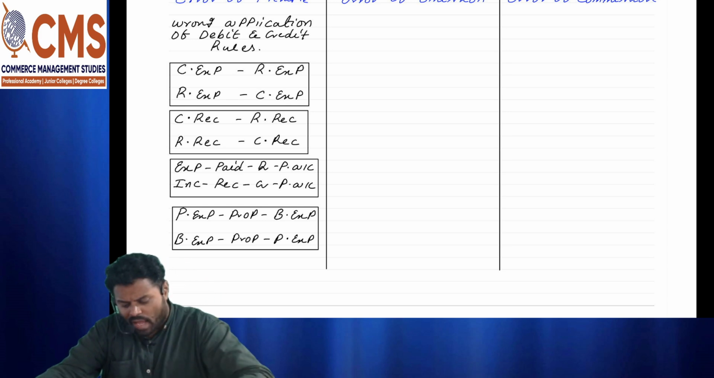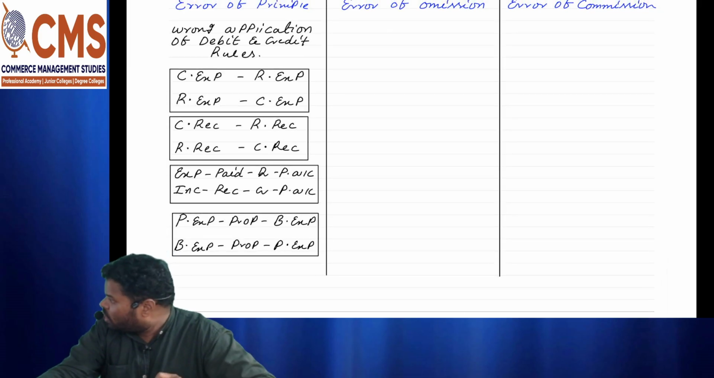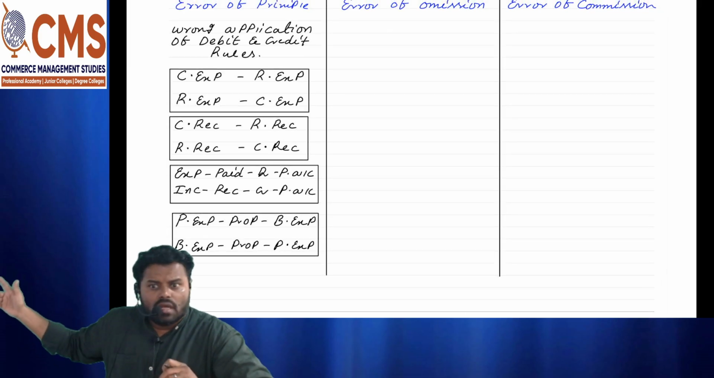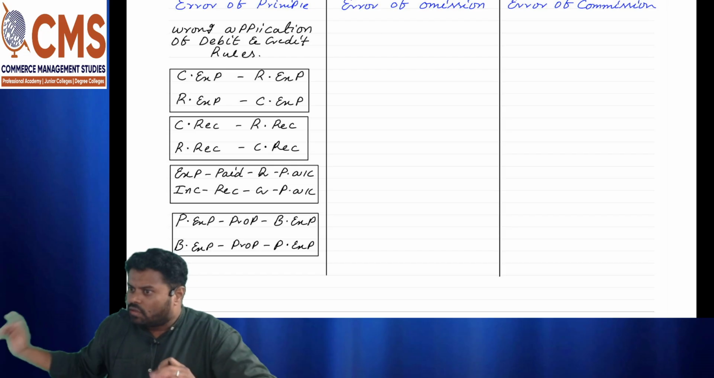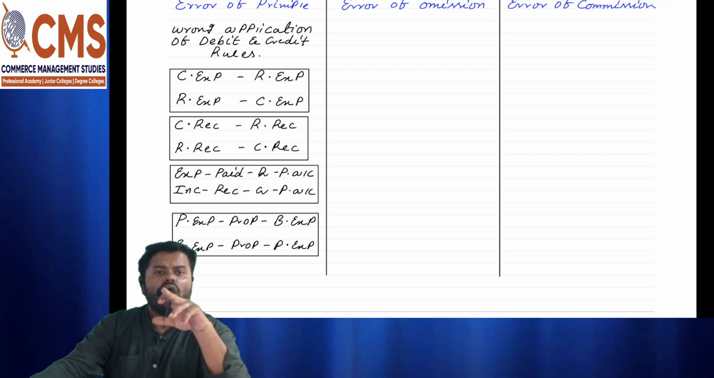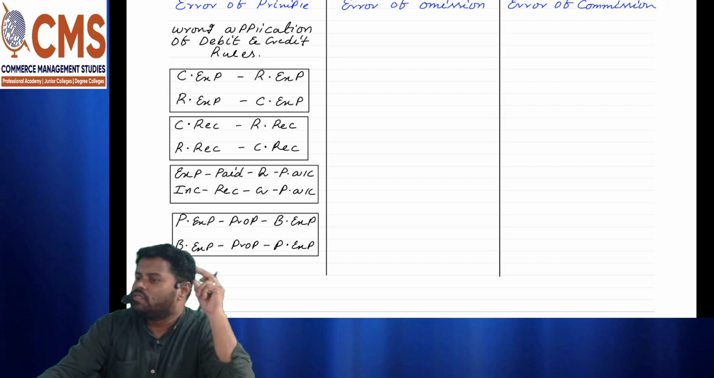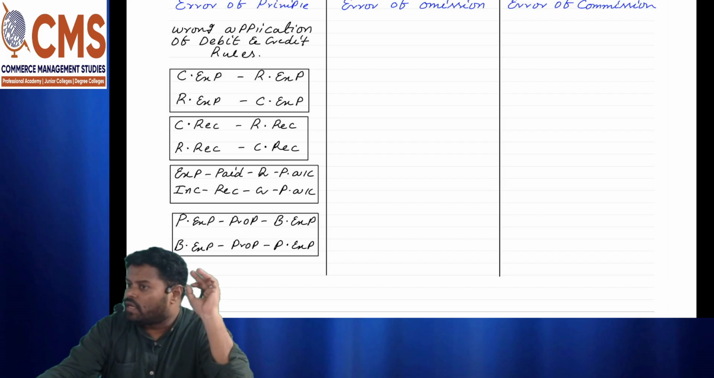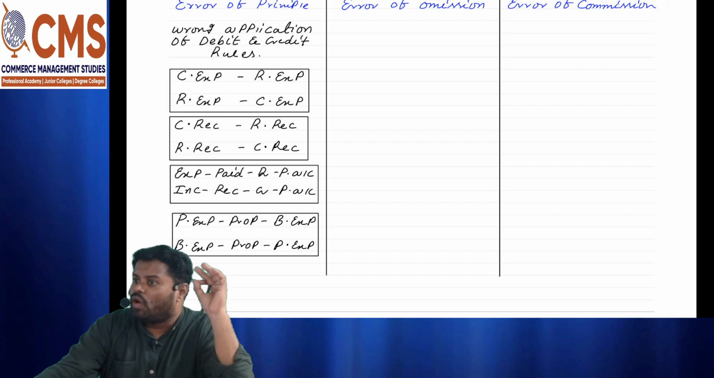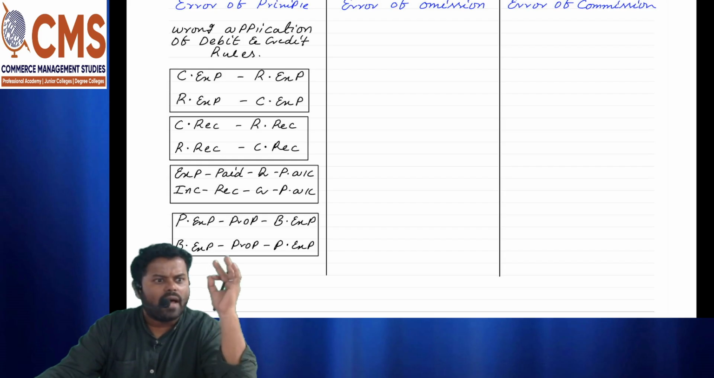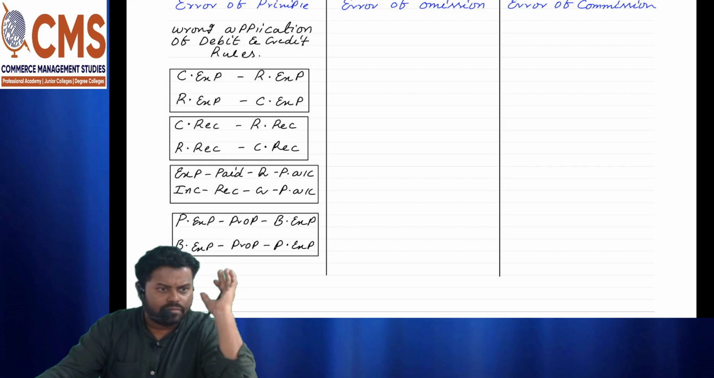You will have endless examples, but the most commonly committed mistakes are these. I hope I made it clear. Is this clear? Whenever you apply a wrong rule of debit and credit for personal, real and nominal accounts, they will end up being called error of principle. One thing to keep in mind is that errors of principle will never disagree your trial balance. Why? Because we are maintaining a perfect balance of debit and credit.